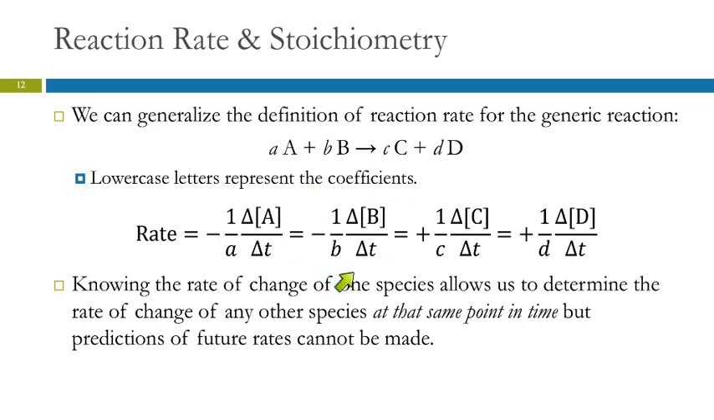When we look at the products, these are positive now, because we always want the rate to be expressed as a positive number. So 1 over c, etc. If we know the rate of change of one of the species, we can figure out the rate of change of any of the others, because they are related to each other by that rate definition.